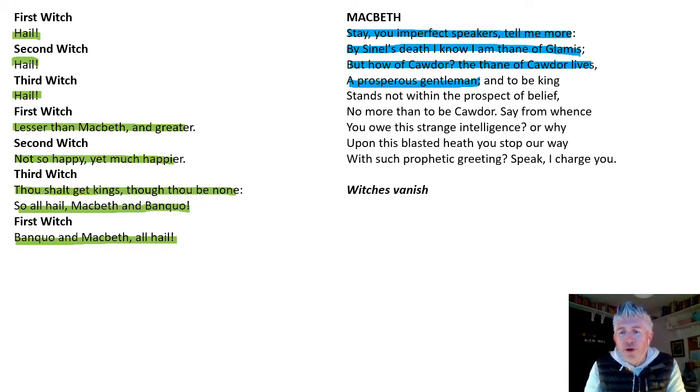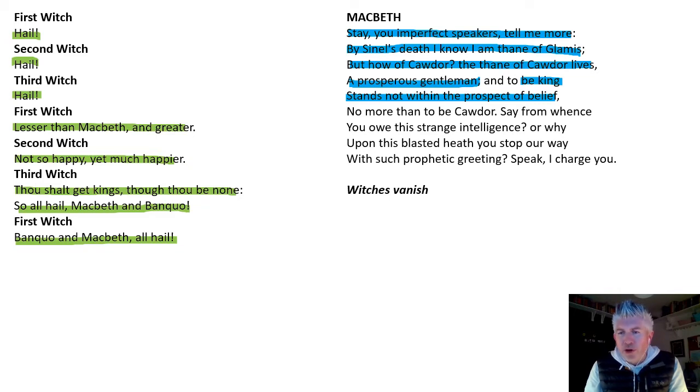Now, moving on to the third part of the prophecy, the idea about being king. Macbeth says, "To be king stands not within the prospect of belief." Well, that's back to the great chain of being. Of course, it's not within his prospect of belief. Macbeth knows he can't be king because that's not how the great chain of being works. The only person who's going to become king is the heir to the throne, and that's not Macbeth. So he's basically saying it's just not possible. In fact, he even says it's not possible I can be Cawdor either.